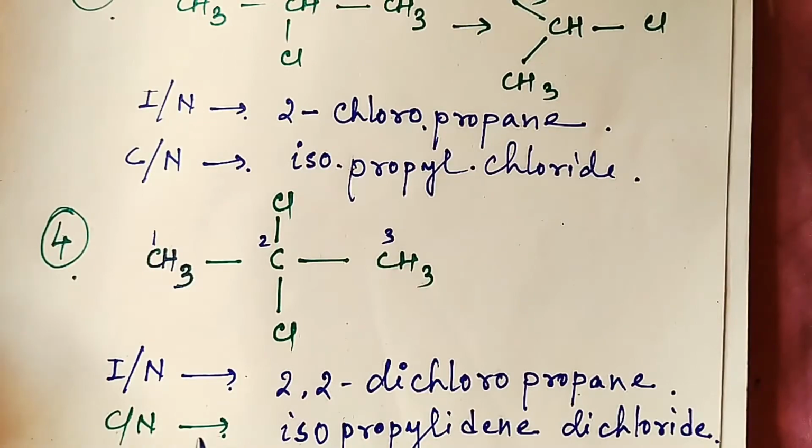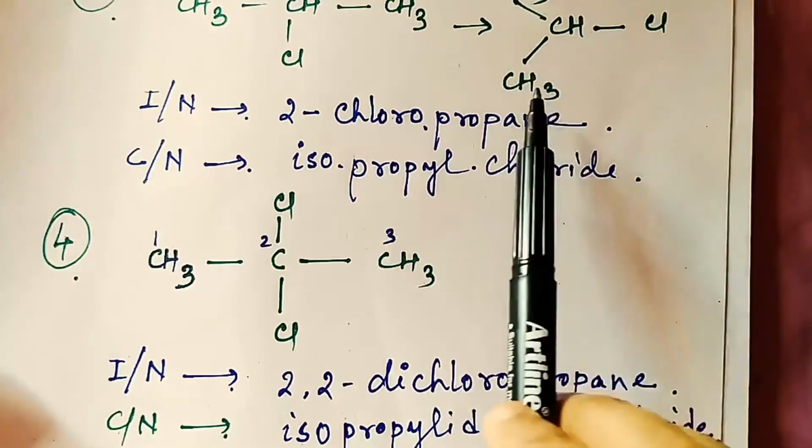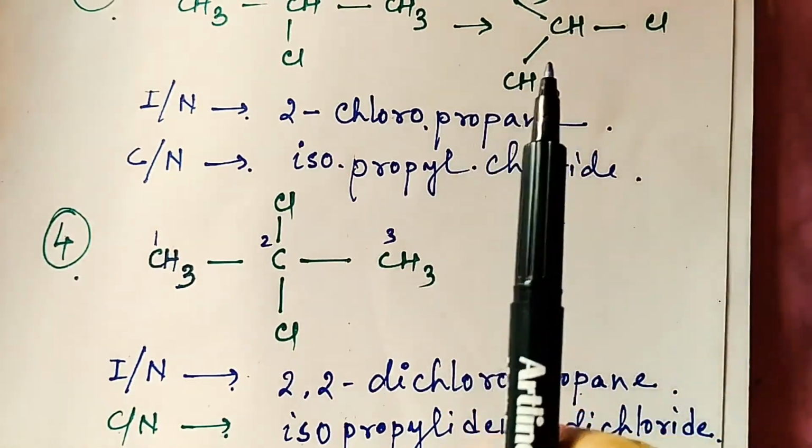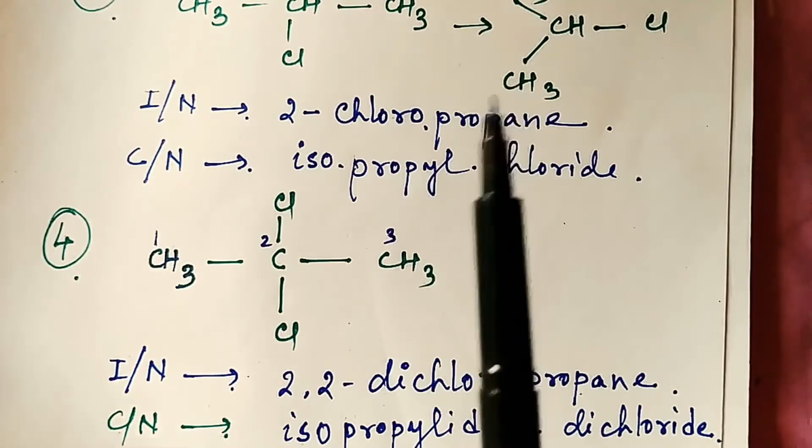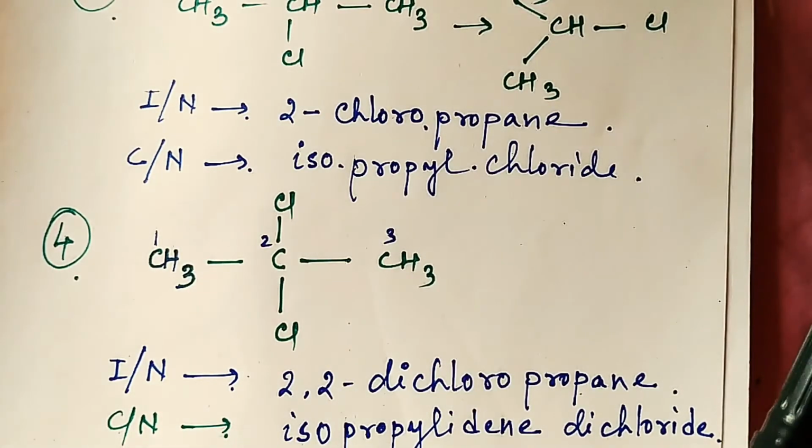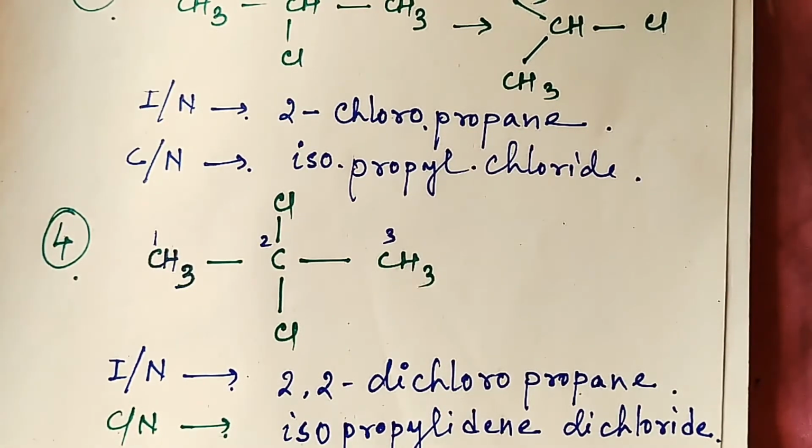Now let me tell you in a single line when we will use the iso. The prefix iso is used when all the carbons except one carbon form a continuous chain. That time we use iso. Now if you want to know more about the iso, you have to check out my video where I have discussed the prefixes, when to use which prefix.